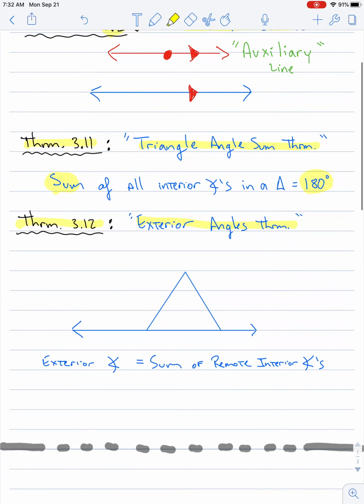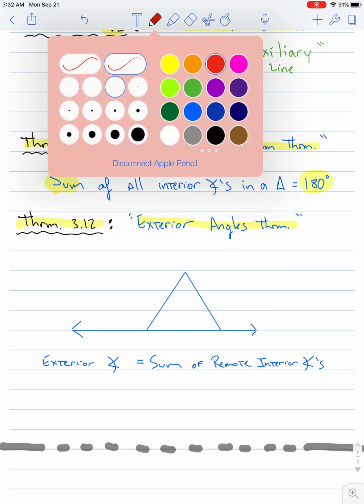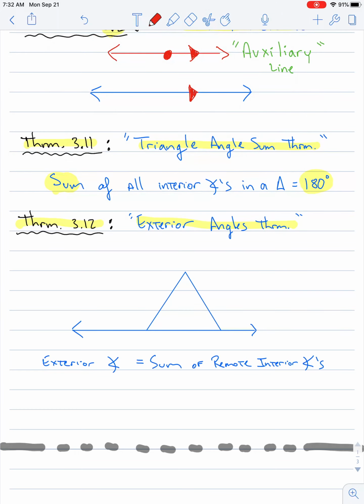All right, next fact, theorem 3.12. It's called the exterior angles theorem. I drew a little picture for you to try to explain this. So imagine a triangle. Now imagine the base of that triangle extended. Here's what you need to know. Any angle on the outside is known as an exterior angle. So I'm going to go ahead and label that. That's an exterior angle.